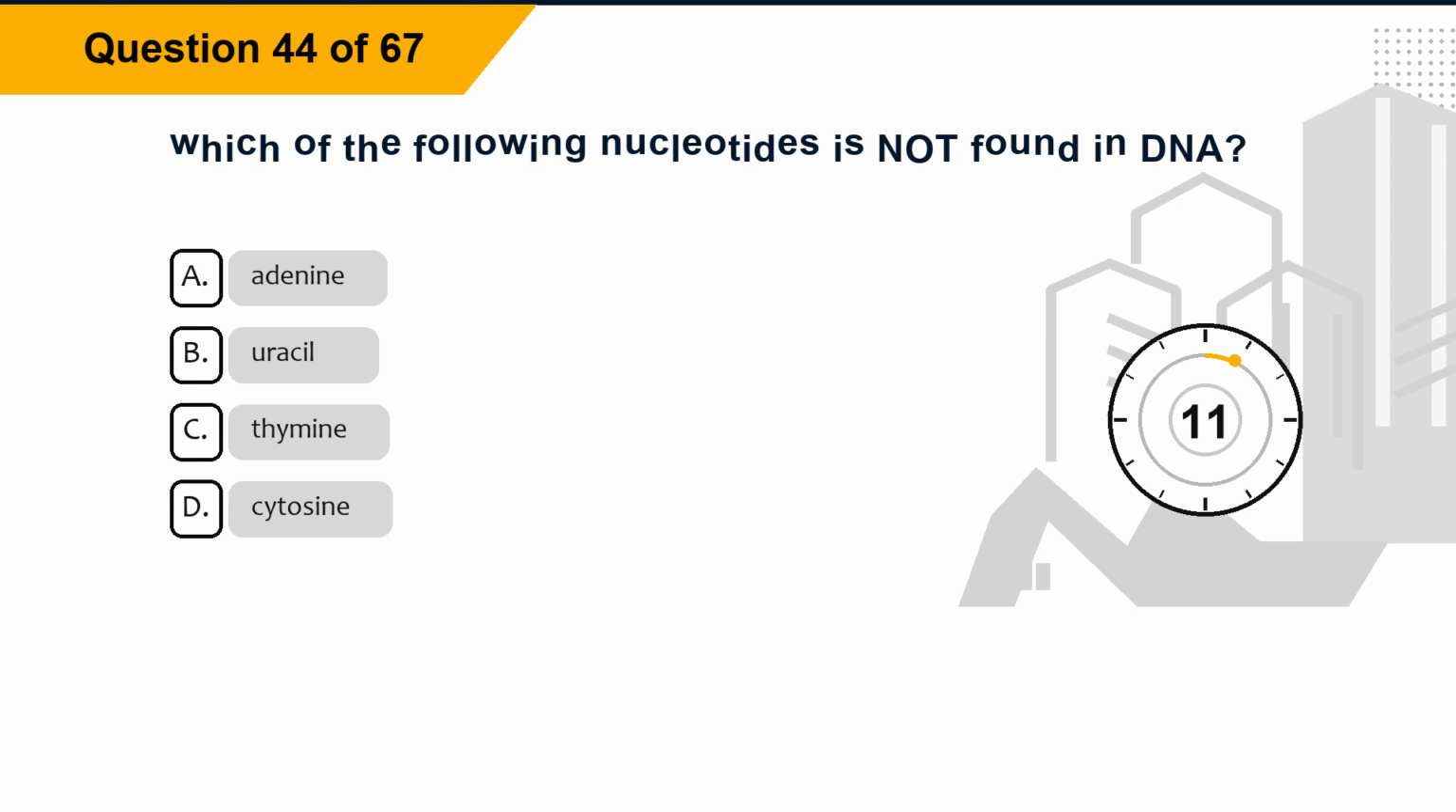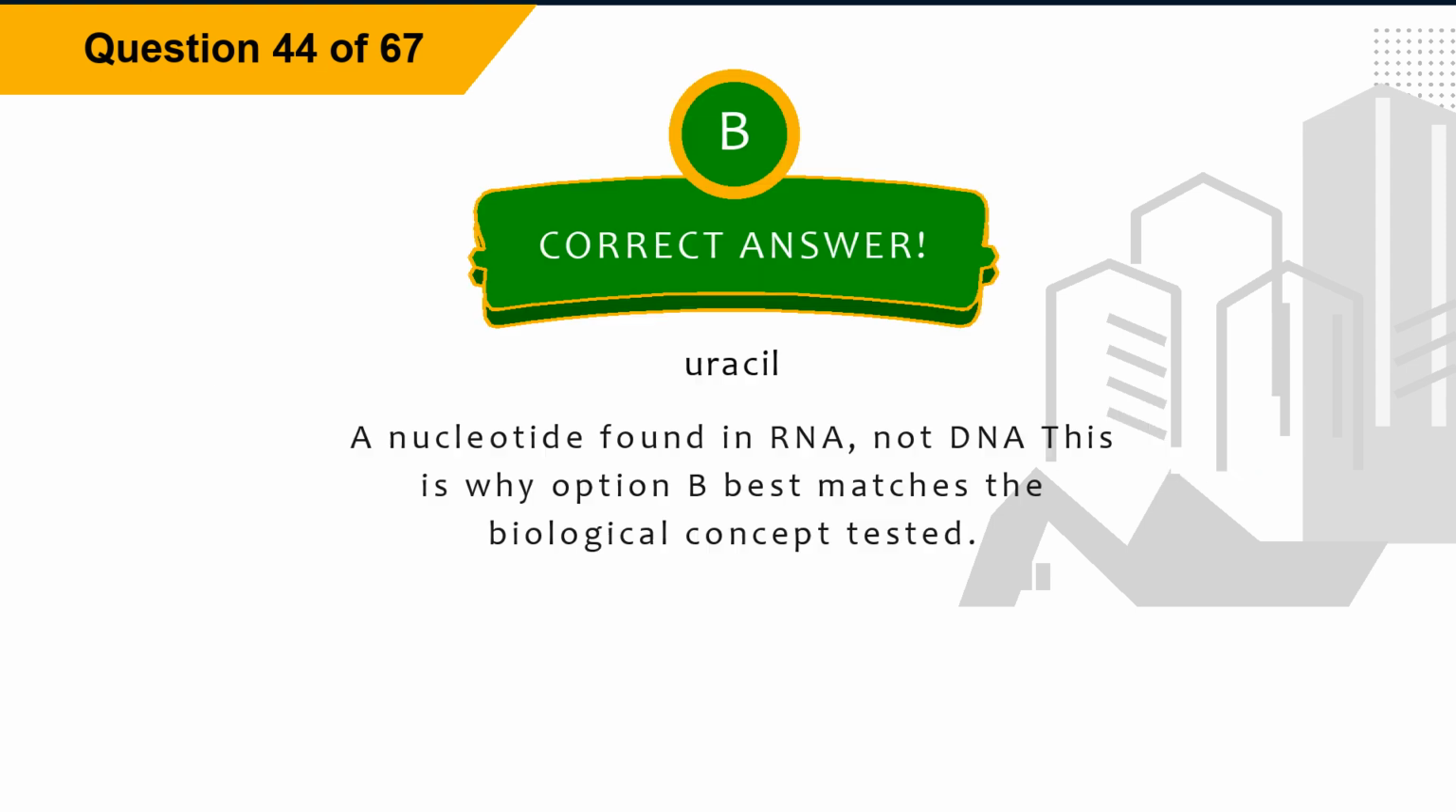Question 44. Which of the following nucleotides is not found in DNA? Option A, adenine. Option B, uracil. Option C, thymine. Option D, cytosine. The correct answer is option B, uracil. Explanation. Uracil is a nucleotide found in RNA, not DNA. This is why option B best matches the biological concept tested.